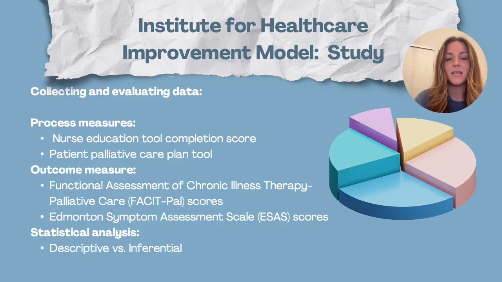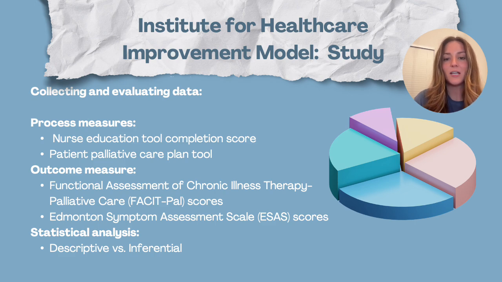The next process measure, the palliative care plan tool, is measured by the number of times it was completed by RN staff compared to the number of days the patient remained in the hospital. So if a patient was admitted for 10 days, but the nurse only completed the care plan tool 8 of those 10 days, the score would be 80%. We can also use descriptive statistics, the mean and standard deviation, to evaluate these outcomes.